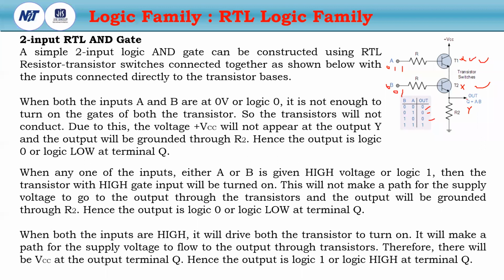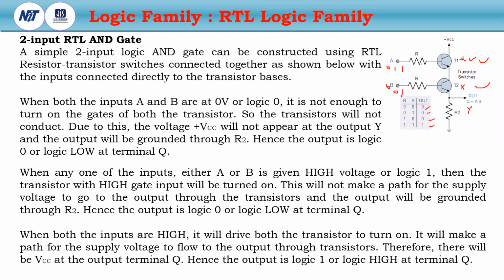But the output will not transfer to ground due to the high resistance of R2 with respect to the resistance of the transistors. This is very high, this is very low. So the output will not be transferred to ground due to the high resistance of R2, and the output is at VCC. So Q will be logic 1.